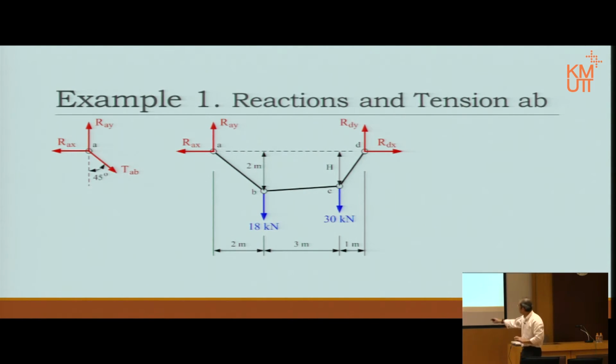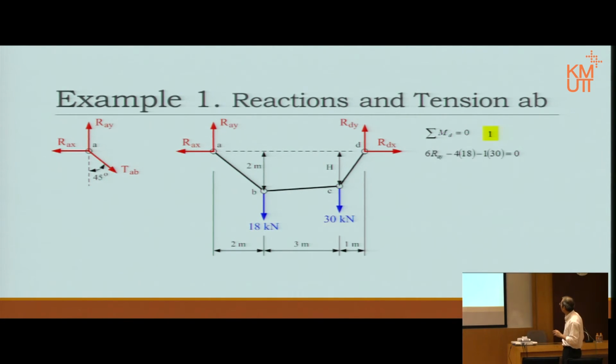In this case, maybe we should start with this picture, because if I take moment at point A, then RAX times 0, RAY times 0, and RDX also on the same line, also times 0, correct? So only one unknown. The same, I can take moment at point D, and only RAY shall appear in my equation. There we are. So I take moment about point D as equation 1.